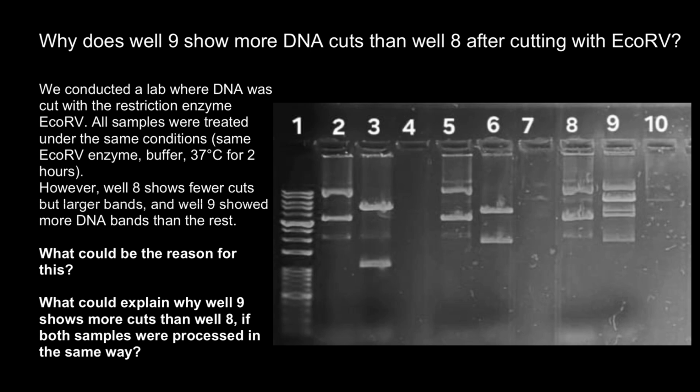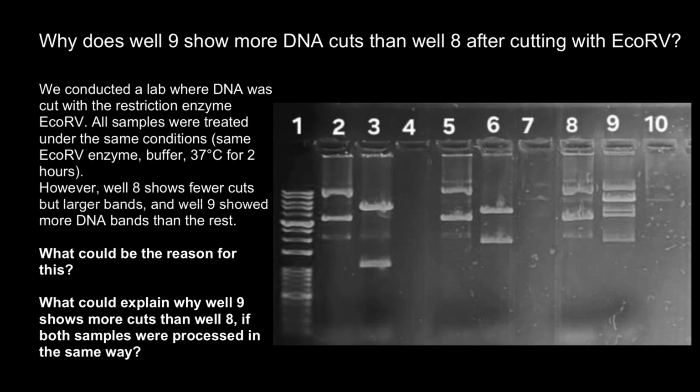Another reason for such results can be human error. For example, in sample 8, a smaller amount of enzyme can be used. So in this case, we also may see fewer bands. So human mistakes also can be a factor. One such human mistake can be that DNA in well 8 was not properly resuspended or was clumped, making it less accessible to the enzyme.